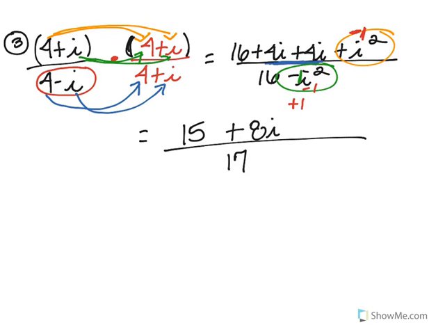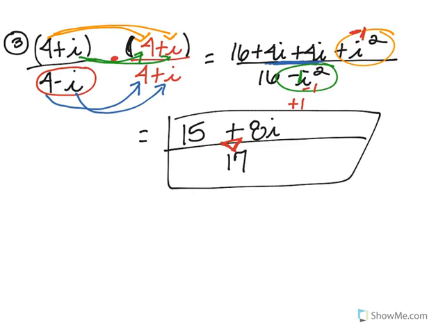Now you would look at your 15, your 8, and 17 and make sure that they have nothing in common, because you could divide off a GCF. But they don't. So that would be your answer.